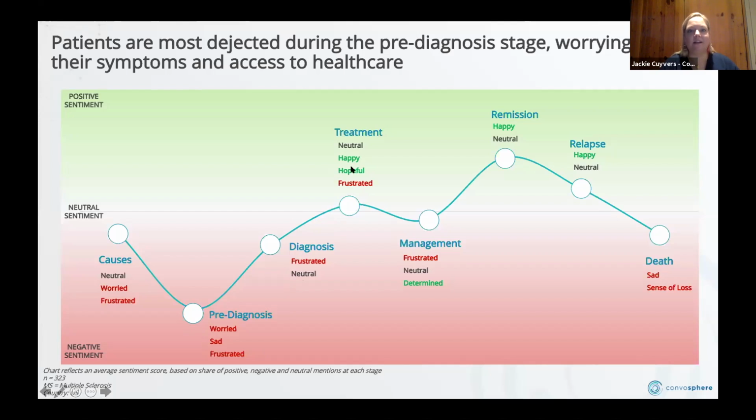After they receive the diagnosis and start the treatment, they become more hopeful. And you can start to see that the more they learn about their situation, the more control they feel they have, and the more treatments may be assisting them in their condition.